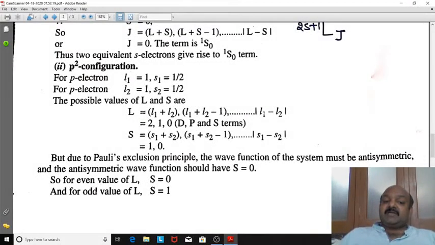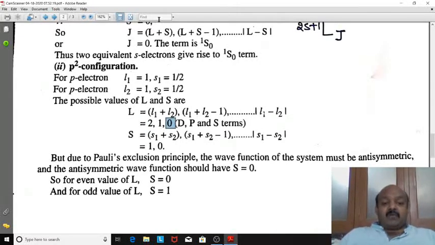P state, L is equal to 1. For P, L2 is equal to 1. So 1, 1. We will be having 3 values of capital L: 1 plus 1 is 2, 1 plus 1 minus 1 is 1, 1 minus 1 is 0. Three values. L value 2 corresponds to D term, 1 corresponds to P term, L value 0 corresponds to S term.